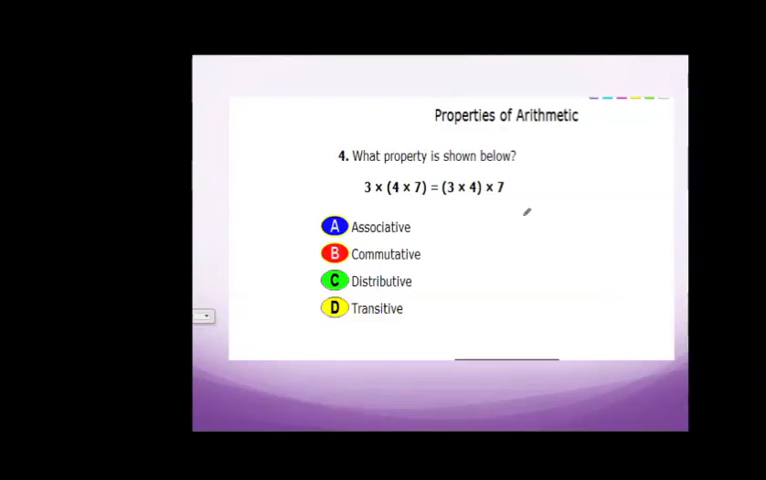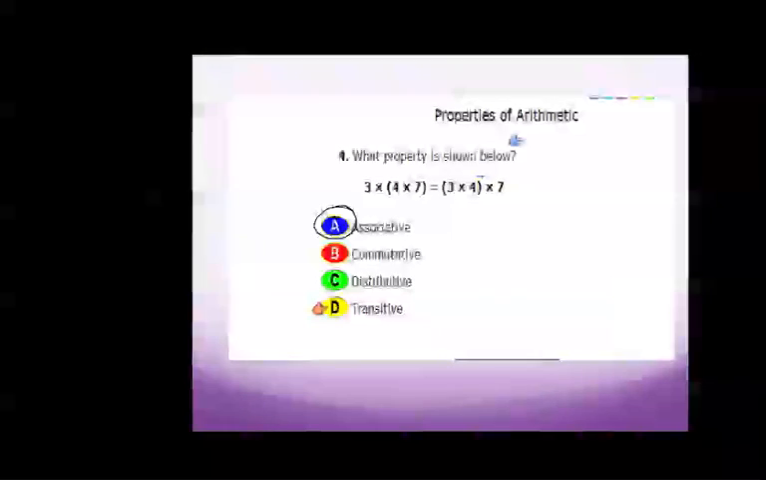Which property is shown below here? Go ahead and take a moment and read your choices and make a selection. This demonstrates our associative property. Again, the commutative property we would be rearranging, but we have regrouped which numbers are being multiplied together first. So this is associative. We didn't distribute anything, and we didn't even talk about transitive property.